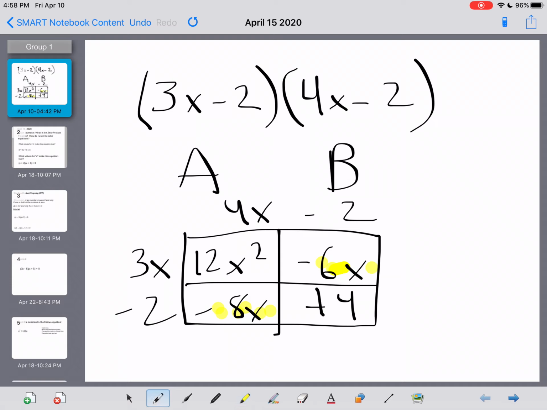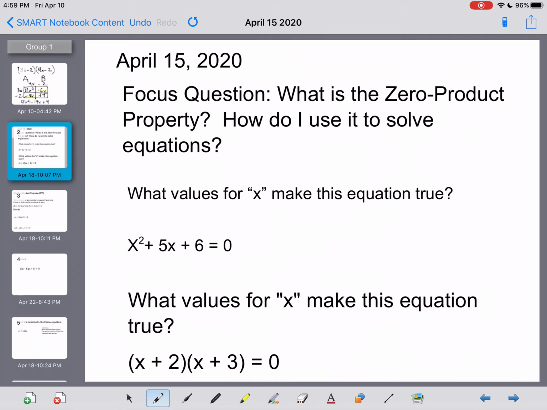And I'm just going to write it out. I have 12x squared minus 8x minus 6x is minus 14x plus 4. And remember, we write it in order from the highest degree variable to the lowest. That was reviewed from yesterday. So let's take it a little bit further.